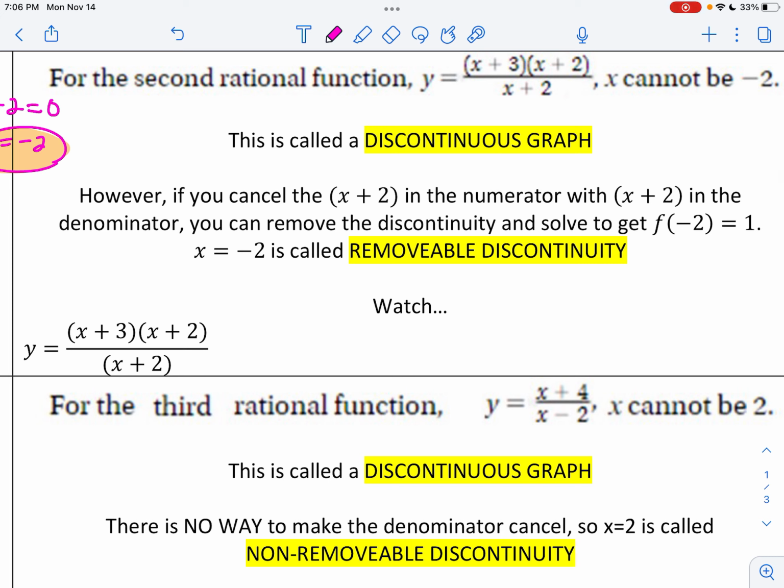But this has removable discontinuity. That's a hard word to say. Would you like to know why? Because you can get rid of something? Yes. You can cancel the x plus 2 in the numerator with the x plus 2 in the denominator, and you can remove the discontinuity. So watch.